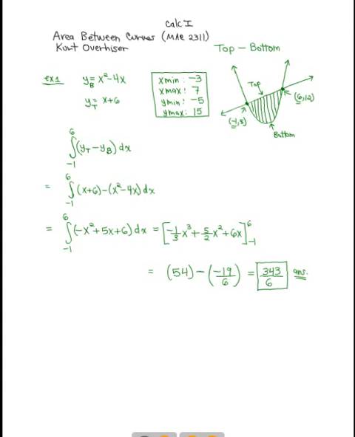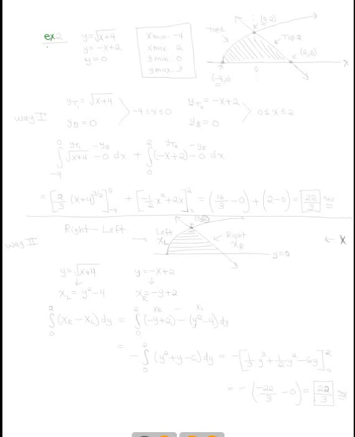That would be the area between the parabola and the line that's enclosed between them that you're trying to find. For example 2, we're going to try to find the area between these curves: y equals the square root of x plus 4, and y equals negative x plus 2. And then the x-axis will have the equation y equals 0.